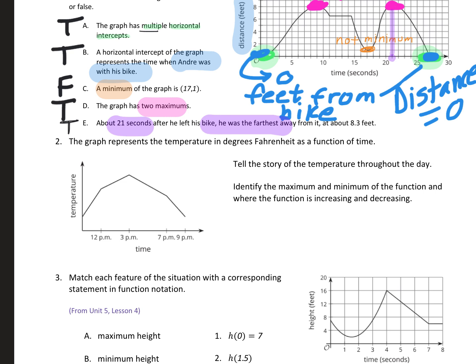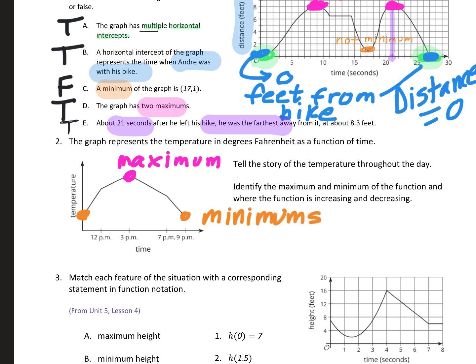For number 2, the maximum is going to be right here. It says identify the maximum. And then the minimums, this actually has 2 minimums. So as long as you just label them for me, you're all good.